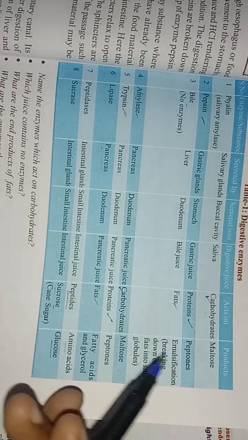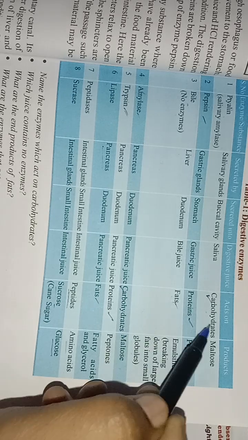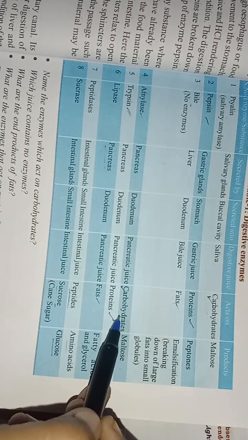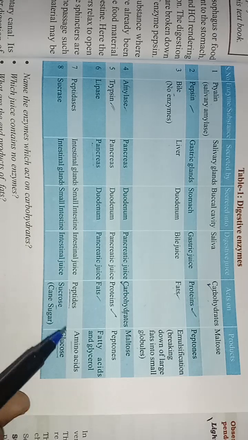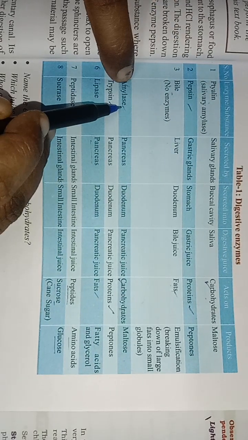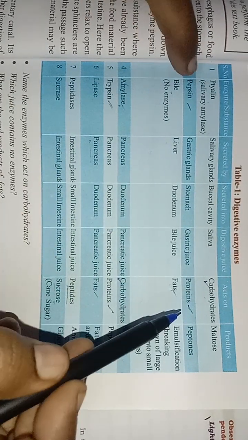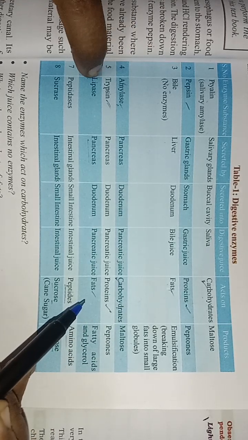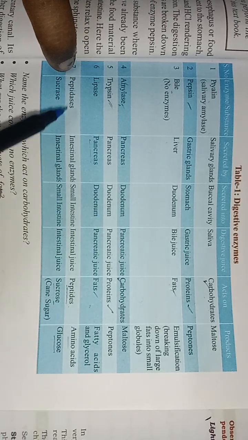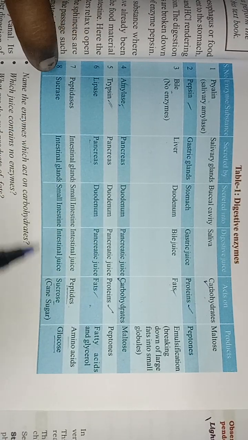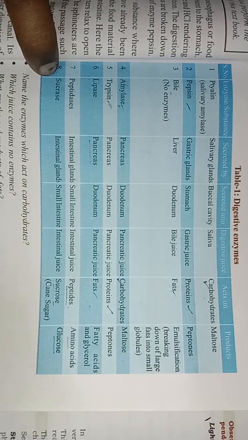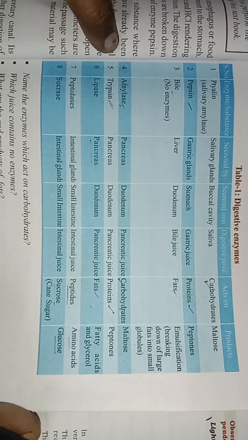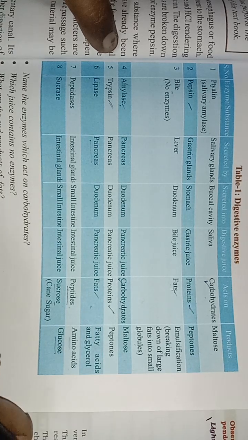So I think you are understanding. We are having two carbohydrates, right? So on carbohydrates, which enzymes are acting? Ptyalin and amylase, right? Next we have protein. Trypsin and pepsin are acting on proteins. Next, fats, bile juice and lipase. With this, six are completed. Next, peptides, peptidases, so rhyming, and sucrase acting on sucrose, converting it into glucose. This is the easiest way to remember your digestive enzymes.